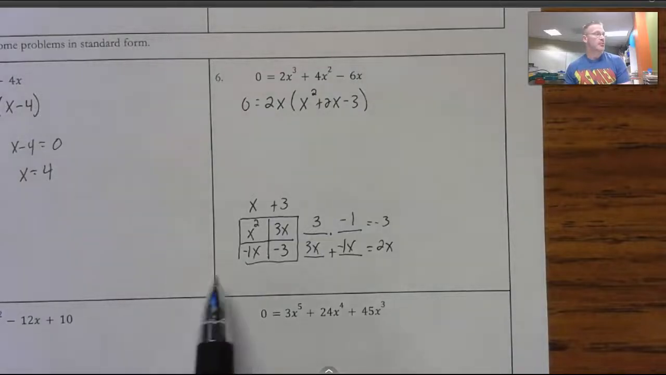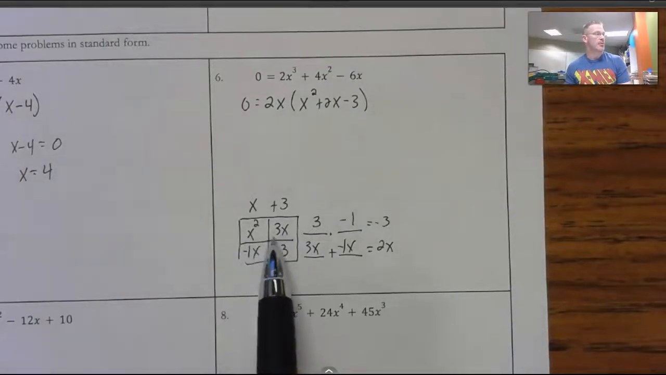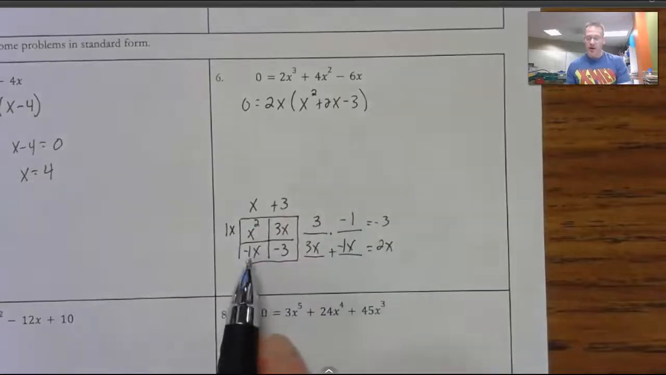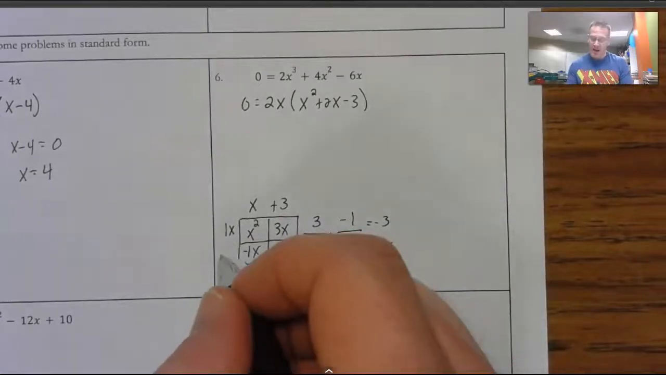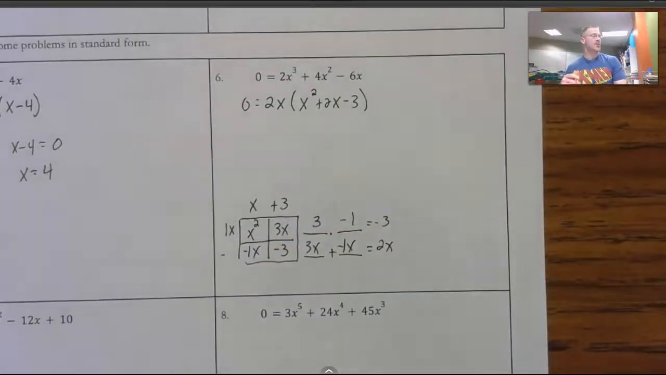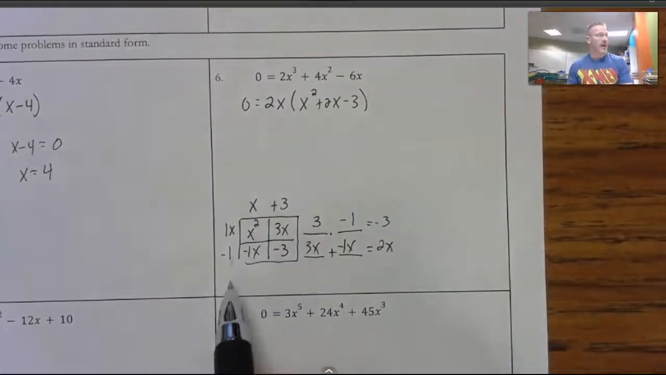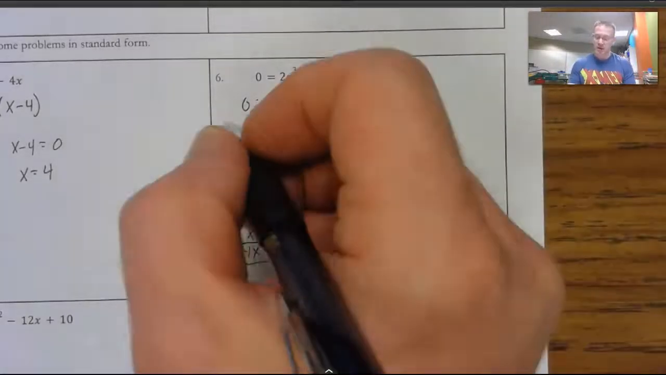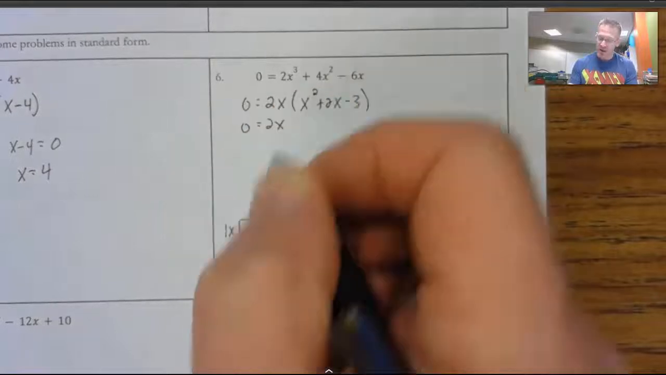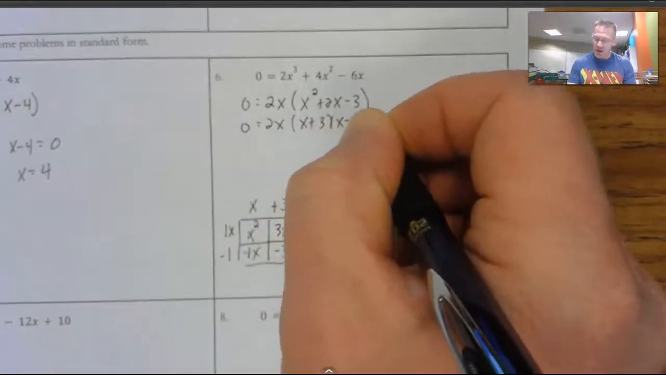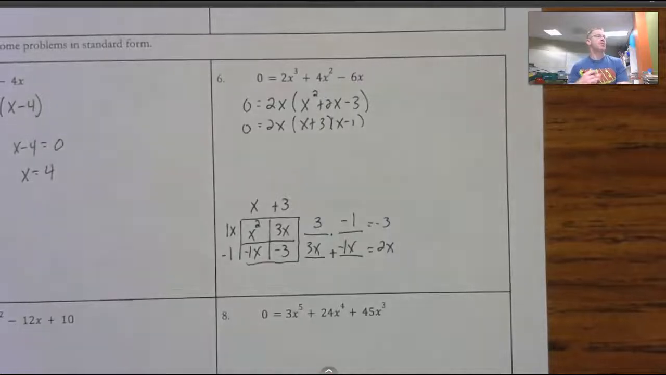Now when I go to my first row, nothing bigger than 1. They have an x in common. When I look at my second row here, they're both negative, so I'm going to take that negative out, and the biggest number I can divide into 1 and 3 is 1. So now here are my factors. So now I'm going to go back up and replace this. So this is 0 equals 2x. And I have to replace this with x plus 3 and x minus 1. So now it's completely factored.